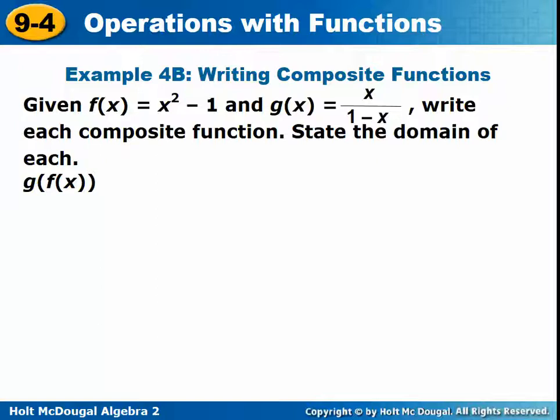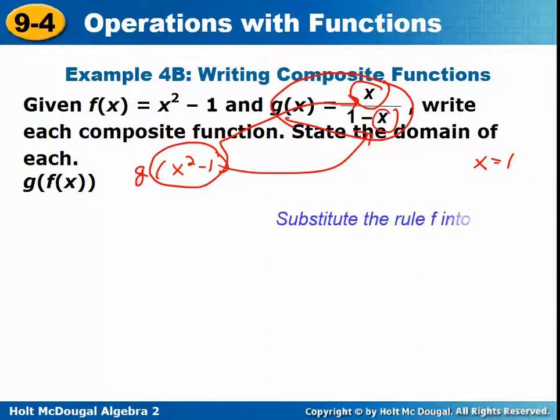All right, in this one, we have f of x equals x squared minus 1, and g of x equals x over 1 minus x. So they're the same ones again. Again, x cannot equal 1. And this time, we are going to find g of f of x. So this time we want g of x squared minus 1. Every time we see an x, we're going to put x squared minus 1. We're replacing each x with x squared minus 1.